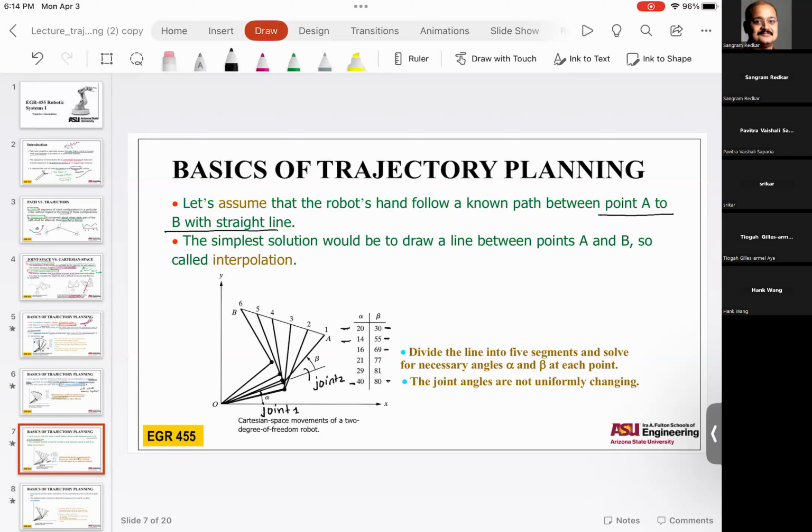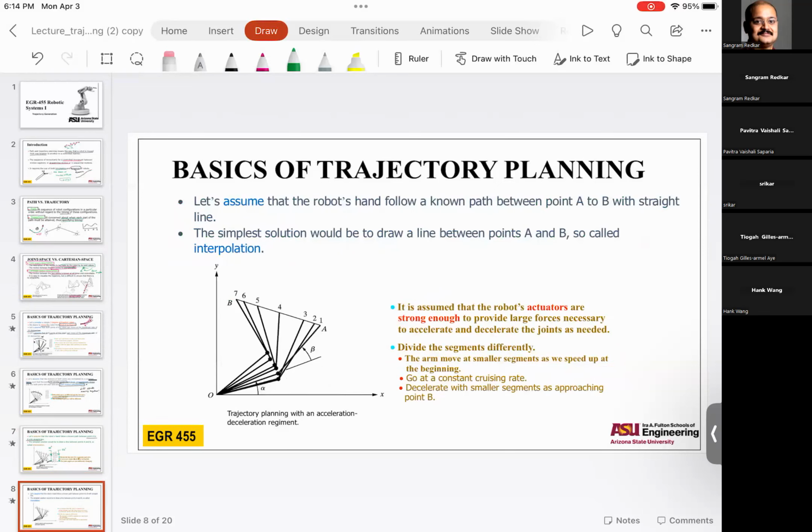What that means is this alpha is going to go from 20 to 40, which is 20 degrees, and beta is going to go from 30 to 80, which is 50 degrees. But then the overall motion would be in sync.